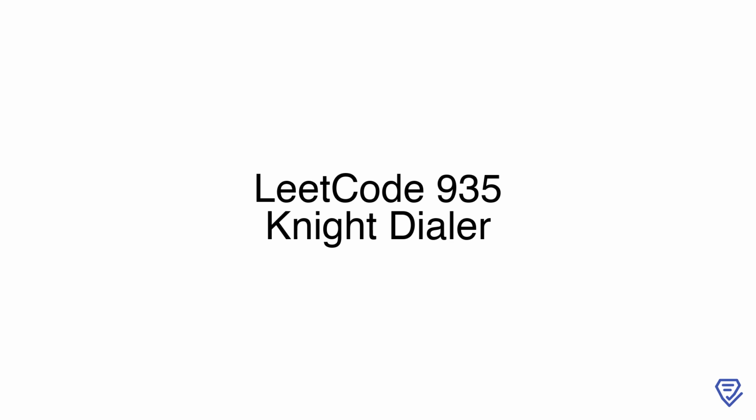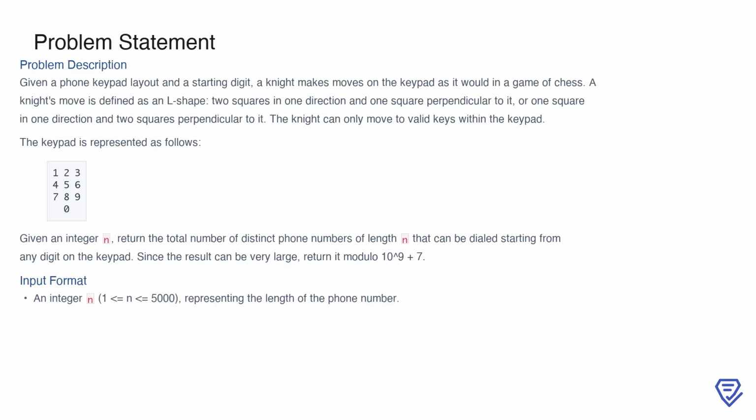this fascinating approach. In this problem, we are tasked with simulating the movement of a chess knight on a phone keypad to generate distinct phone numbers. A knight moves in an L shape, which means two squares in one direction and one square perpendicular to it, or one square in one direction and two squares perpendicular to it. Only valid moves that stay within the boundaries of the keypad are allowed.